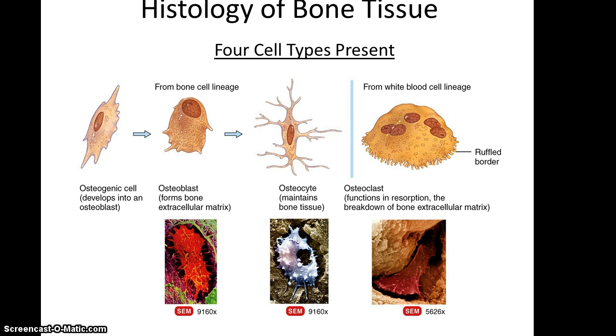And then you also have the osteoclasts. So if we got the osteoblasts building up the bone tissue, well, we don't want our bones to get too huge, so then you have the osteoclasts who function in resorption, or basically breaking down the bone extracellular matrix, releasing the calcium and phosphate. Now, osteoclasts are unique among bone cells because they actually come from a white blood cell lineage rather than from a bone cell lineage.